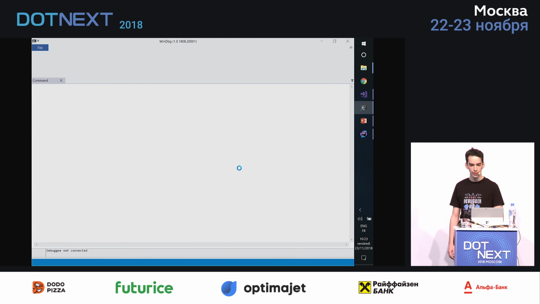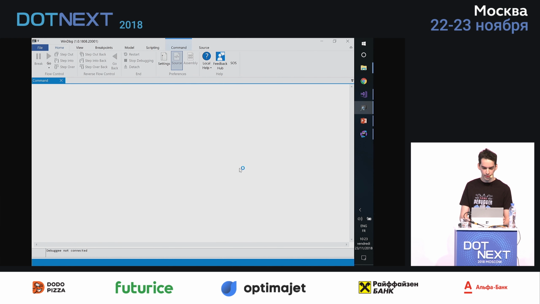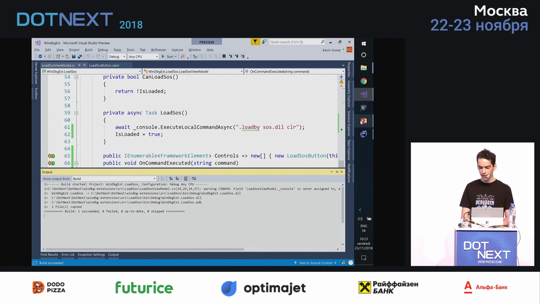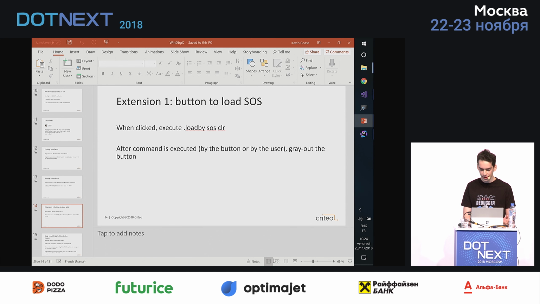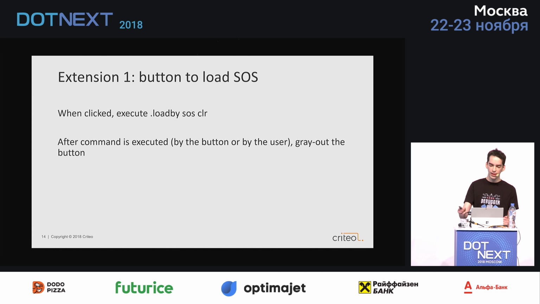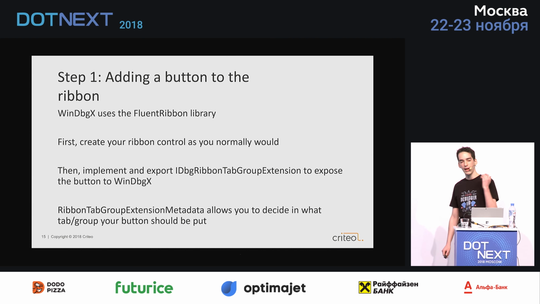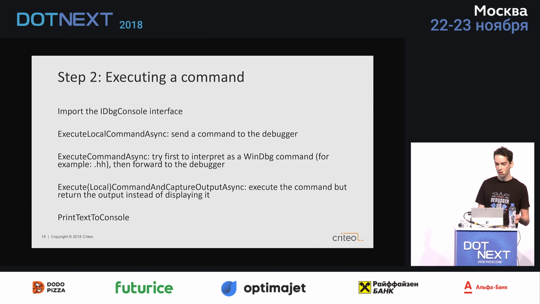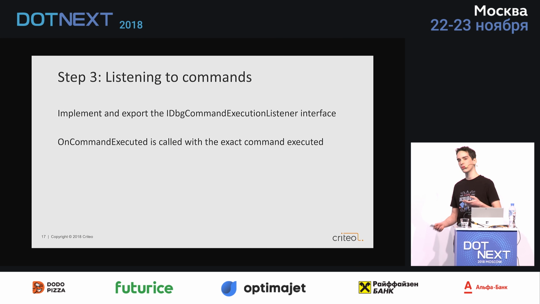And now, if we put everything together, then I load my memory dump. Out of habit, I type .load sos clr, and then my button is automatically grayed out. So, of course, this is not the most useful extension, but just like this, we've learned how to add a button to the ribbon, we've learned how to execute a command, and we've learned how to listen to commands. Just with that, there are already a lot of scenarios that we can implement in our extension for WinDbg.